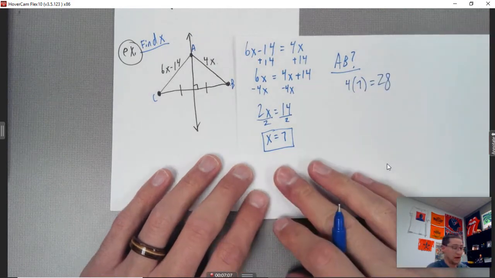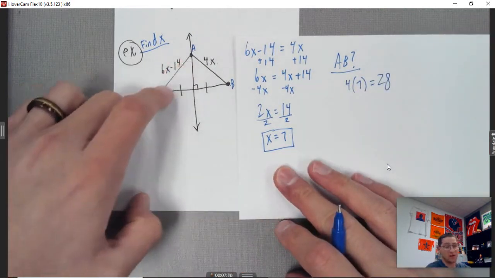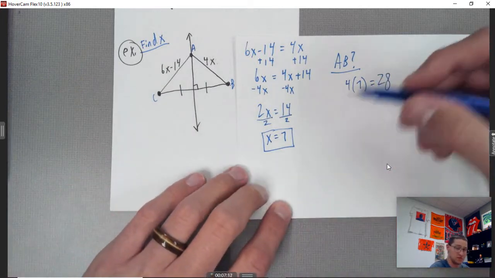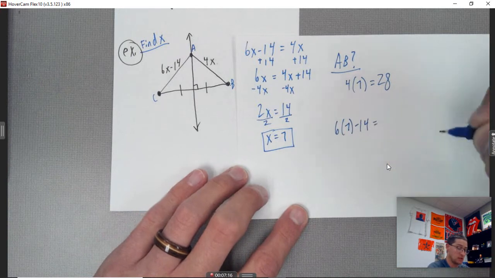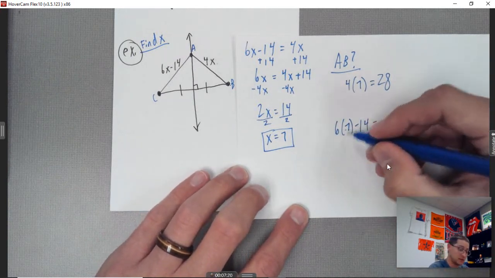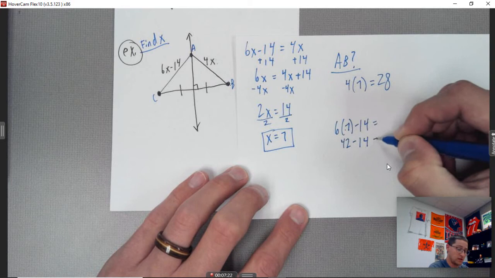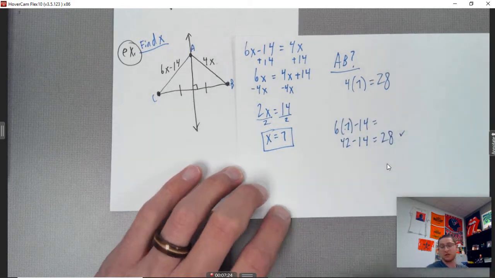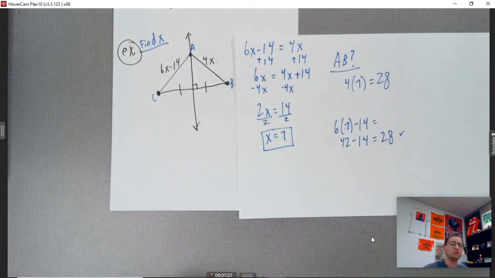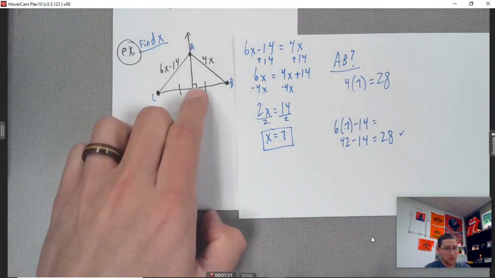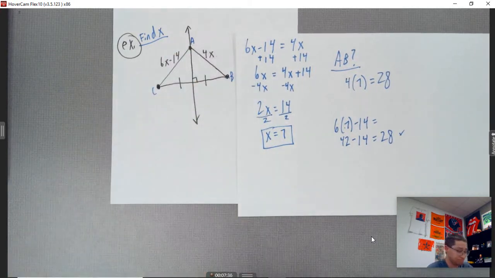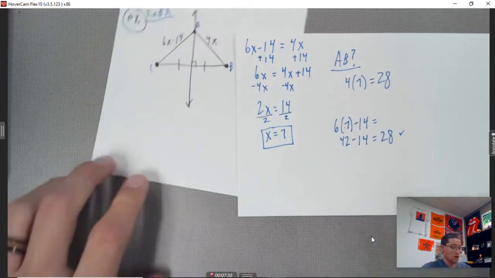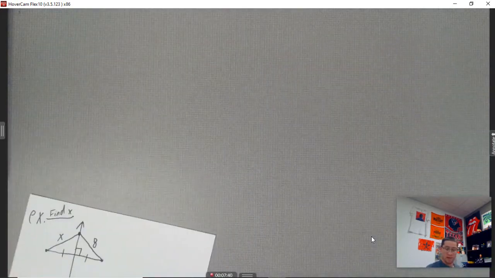Let's just double check. It better be 28 over here. 6 times 7 minus 14. 6 times 7 is 42. 42 minus 14. Does that equal 28? Yes, it does. So those are the types of problems you'll see. If you have a perpendicular bisector, you know that these two lengths are the same. There's that one.